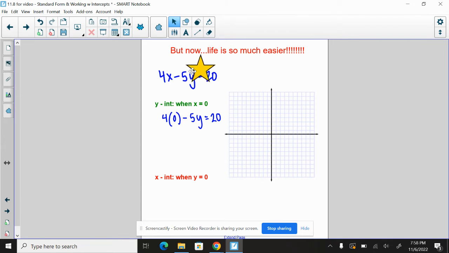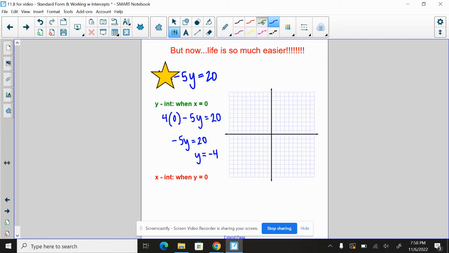You can cover up my x term, and you just get -5y is equal to 20. And if I divide both sides by -5, I get y equals -4. So look at that. Here's my y-intercept of 1, 2, 3, -4. Interesting. Isn't that what I got on the previous slide? It is. All right. So now my x-intercept is when y equals 0.